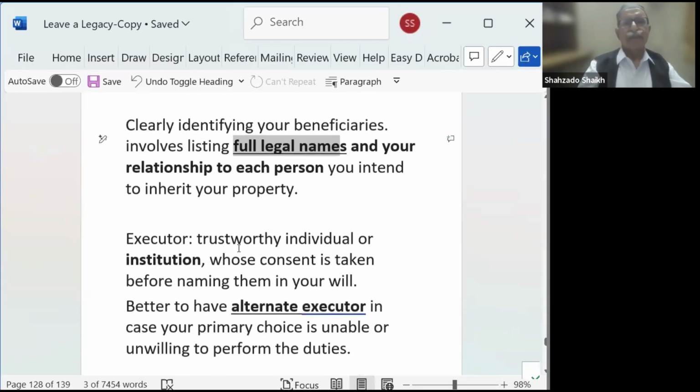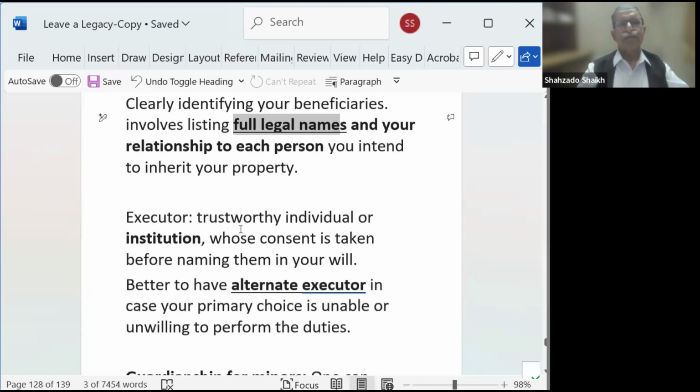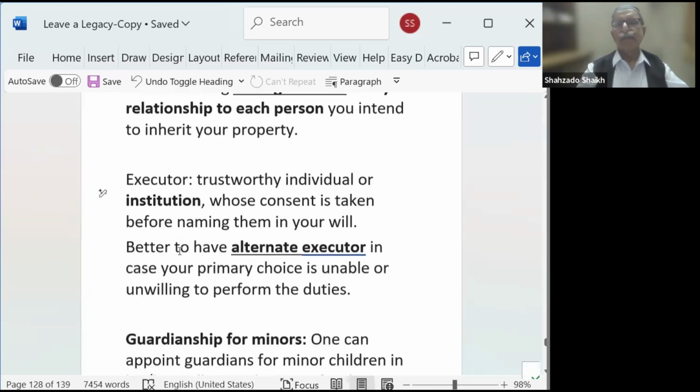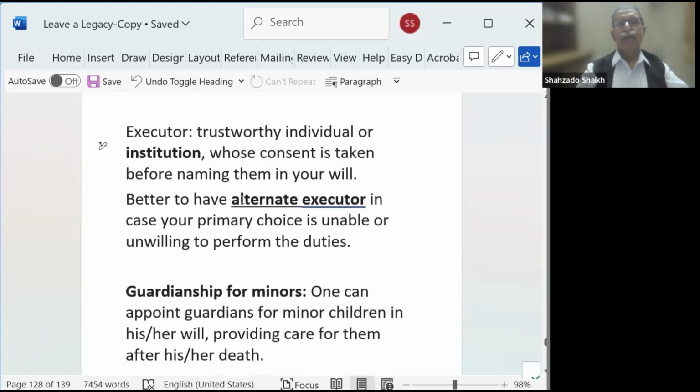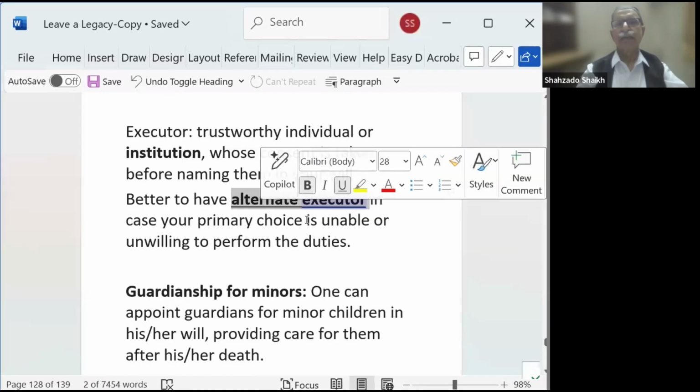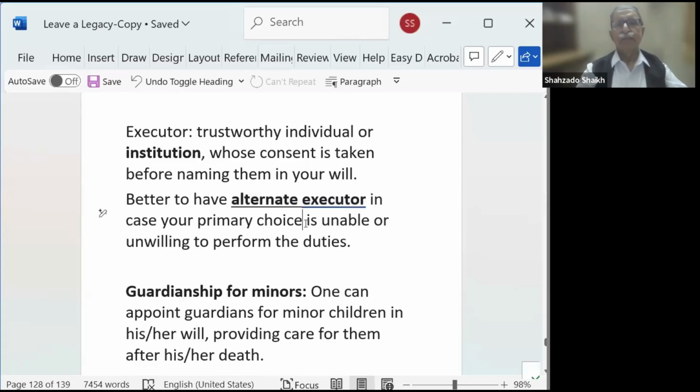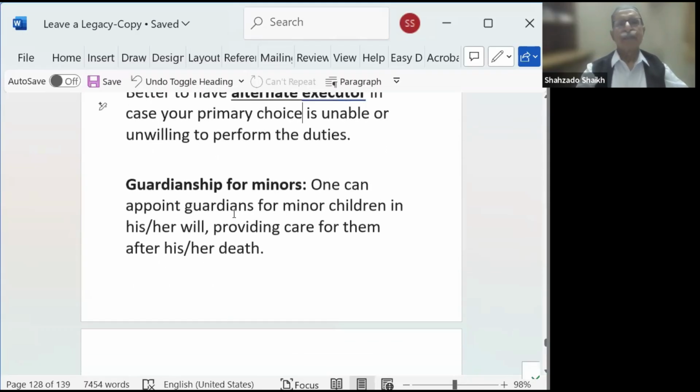Executor, he has to be a trustworthy individual or institution. We had already discussed this. And in order to be on the safe side, you can also appoint an alternate executor. If the number one executor is not available, as in the case of witnesses in Ayat 282 of Surah Al-Baqarah, the other executor will step in. He can execute the will, but the court will authorize.